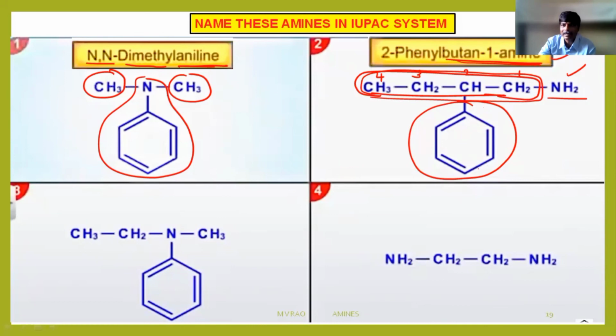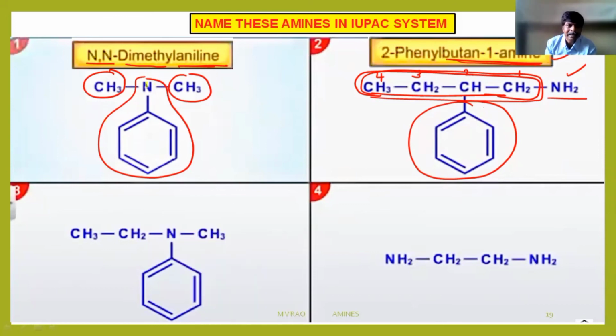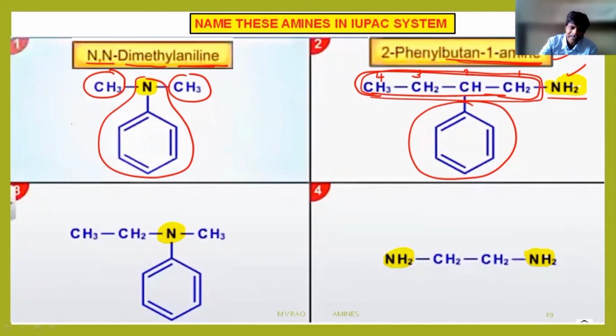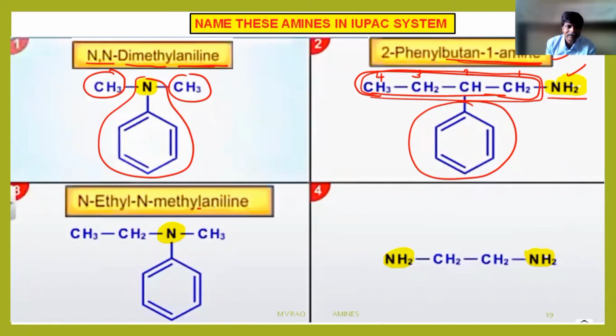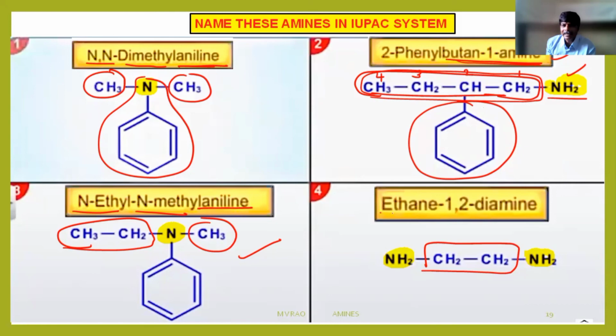Next, what type of amine is this? First of all, you check the amines. Here N is there, tertiary. Here NH2 is there, primary. Here N is there, tertiary. Here NH2 is there, and NH2 is there, so it is a diamine, primary amine. Now, what is the IUPAC name for the third compound? It is attached with a ring, so it is aniline only. Methyl is there, ethyl is there. In alphabetical order, N-ethyl, N-methyl aniline. What about this ethane? Ethane-1,2-diamine. So these are some examples.